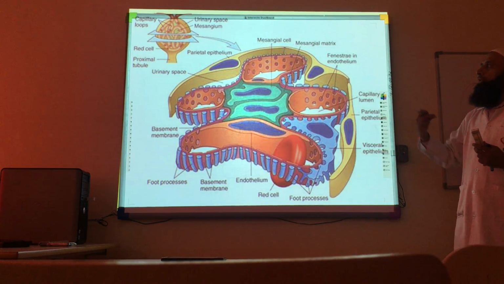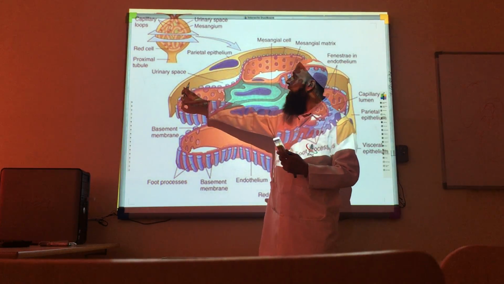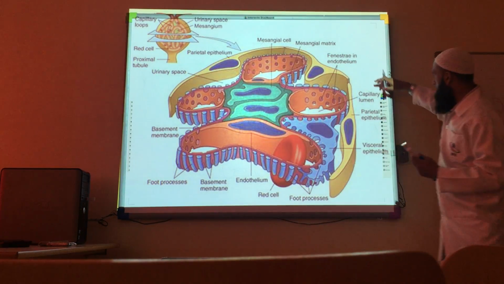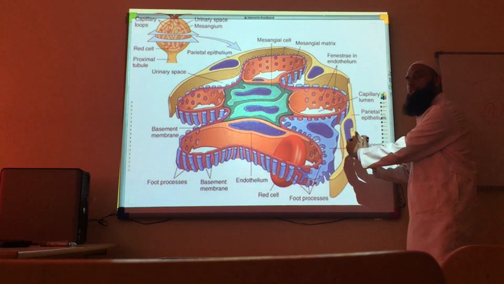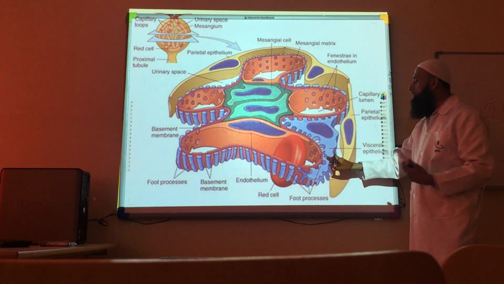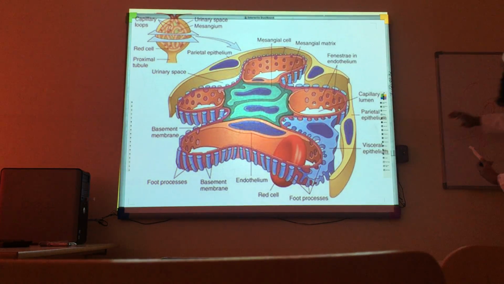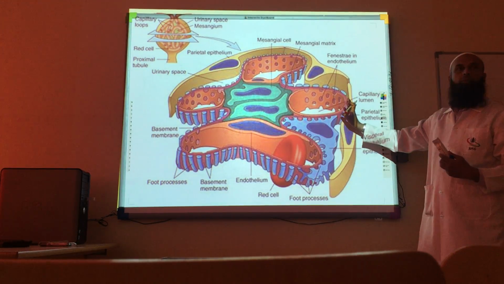If you can see, there are two types of epithelium here. One is the visceral, you can see here. This one is the parietal, and the one which is just adjacent to the capillaries is visceral. So visceral is attached to the viscera, and the parietal is just attached to the capsule. So the space between the visceral and parietal epithelium is Bowman's space.